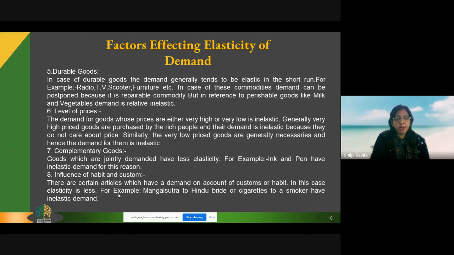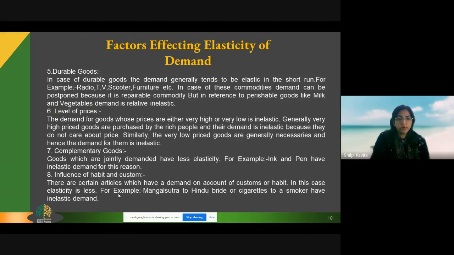Similarly, very low price goods and generally necessaries have a demand of inelastic nature. Now take the example of matchbox. It constitutes a very low budget of our income. So if the price of the matchbox increases from 1 to 2 rupees, it hardly matters for us. So very low price goods have an inelastic demand because even if their price increases to a certain limit, it is affordable by us. So that is having an inelastic demand.